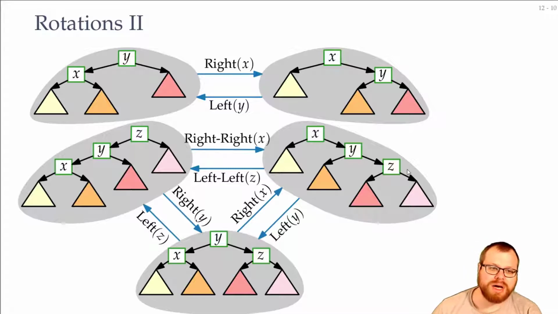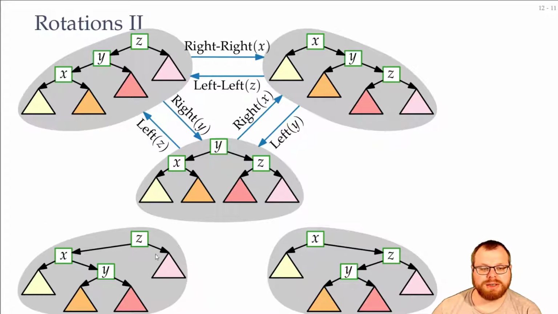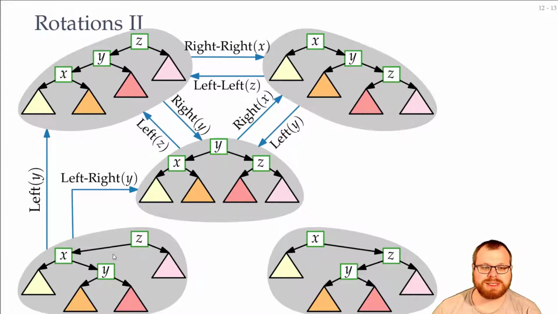But there are 2 other ways that the tree could look, like this one or like this. In both of them we want to rotate y up, and we want to get here. To do that, we can move from this to this with a left rotation, and then here to here with a right rotation. So this is a left-right rotation around y to move y to the root of this subtree.